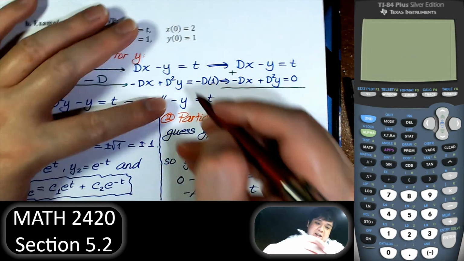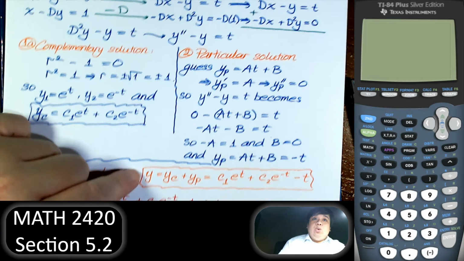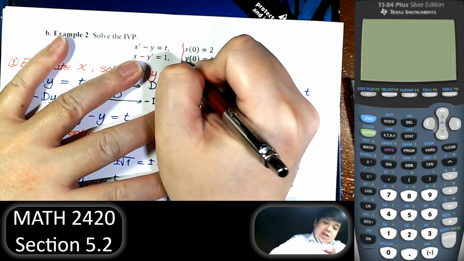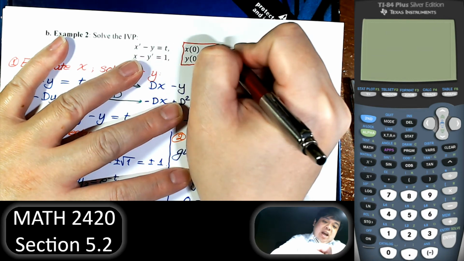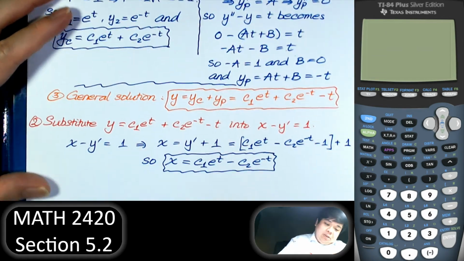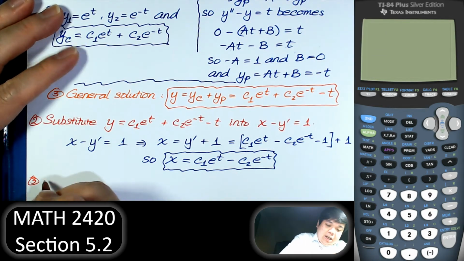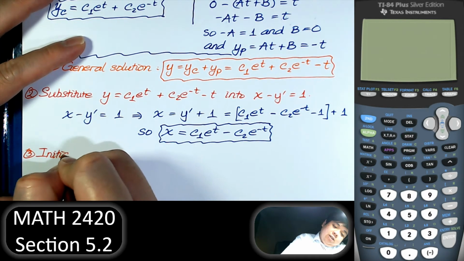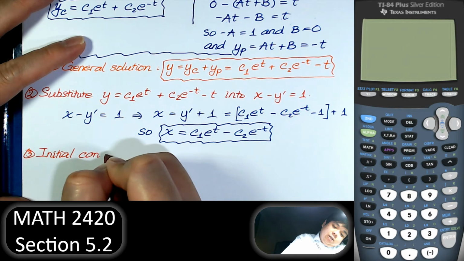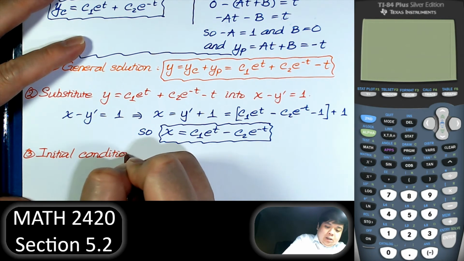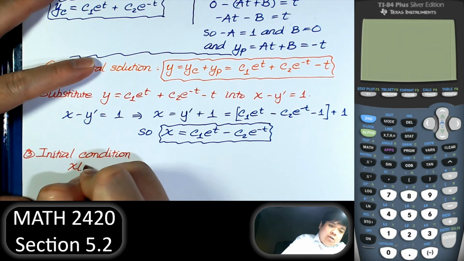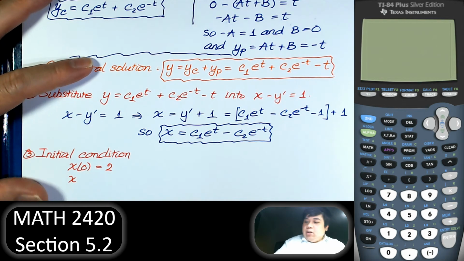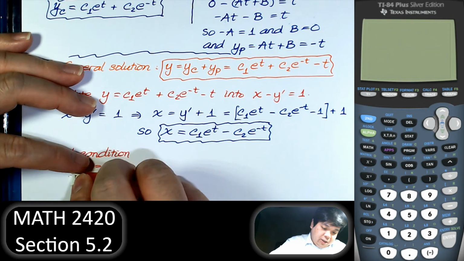Now, next we have the solution x and y. Now we just need to solve for c, the constants, because we have the initial condition. So next, step number 3 is solving the initial condition. There are two of them. X of 0 is equal to 2, and y of 0 is equal to 1.